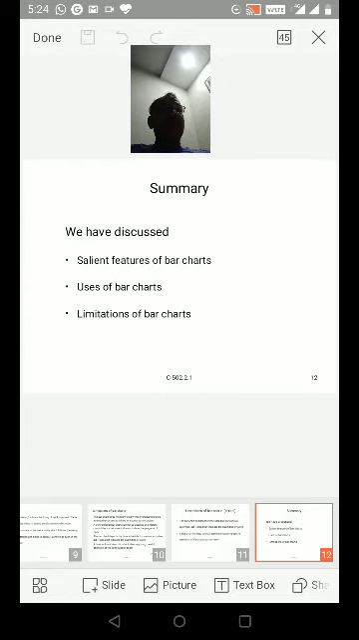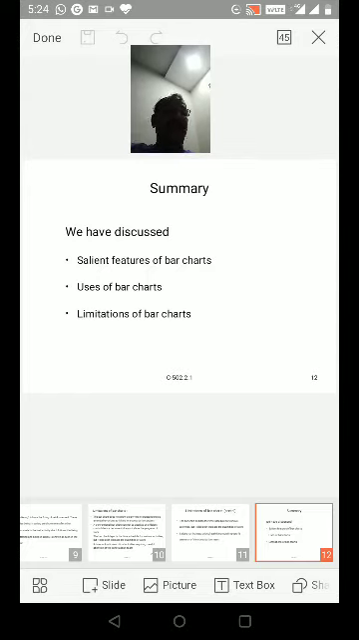Use of bar charts. Bar charts are a type of graph that are used to display and compare the number, frequency, or other measures for different discrete categories of data.